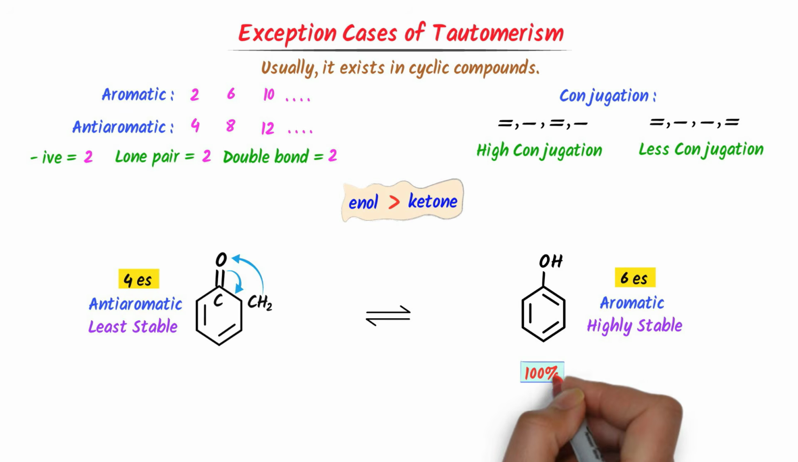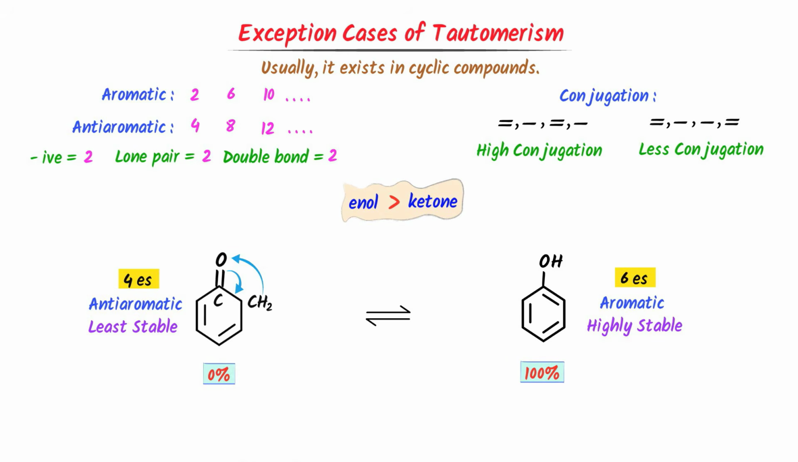So we get 100% of aromatic compound because it is highly stable, while we get 0% of anti-aromatic compound because it is less stable. We know that this is ketone part and this is enol part. Hence we get greater percentage of enol part than ketone part. Thus note down this exception case.